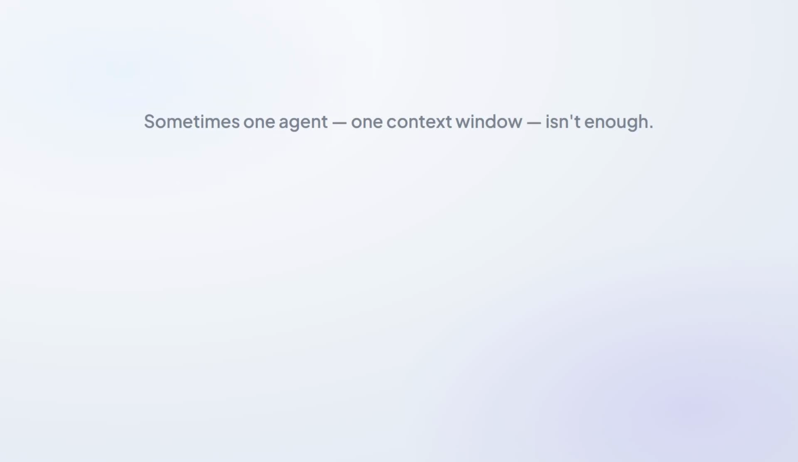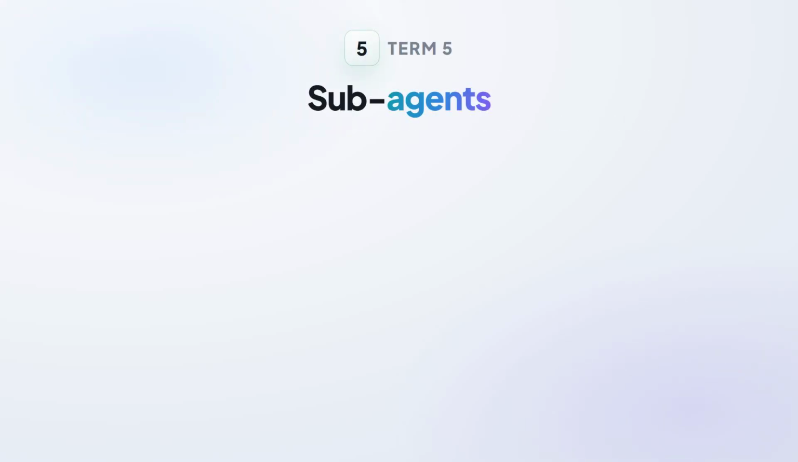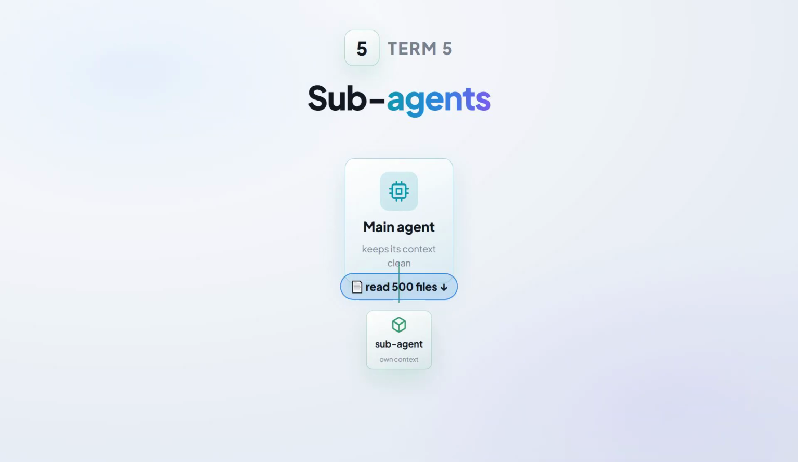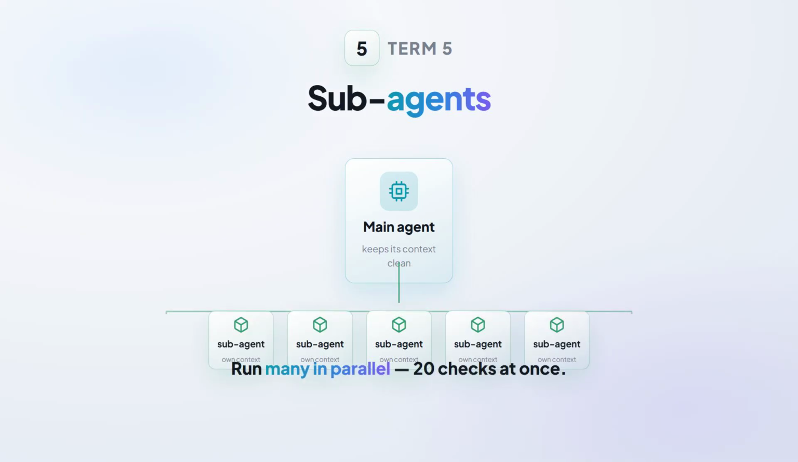But sometimes one agent simply isn't enough. A task can be too big for a single context window. Reviewing a code base with thousands of files would overflow it. Or the work is naturally parallel, 20 independent checks that you'd rather not run one by one. That's term 5, sub-agent. The main agent spawns child agents, each in its own fresh context. A child does one job, say read 500 files and return a summary, then hands the result back, keeping the parent's context clean. And you can run many at once, 20 agents, 20 checks in parallel.